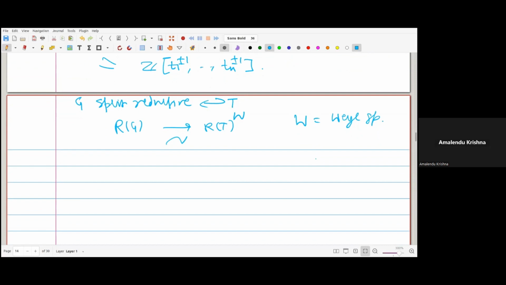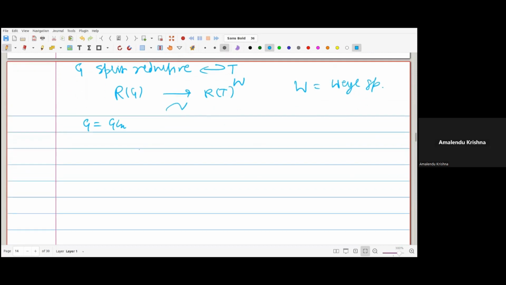So in particular, for example, if you take G equal to GL_n, then we know that the Weyl group is the symmetric group on n letters, and so basically once you take Z[T_1^{±1}, ..., T_n^{±1}] and take the Weyl group invariants, you just get the symmetric polynomials, and that will give you the representation ring of GL_n. Which we are going to use, which is very useful. Right. So what else?